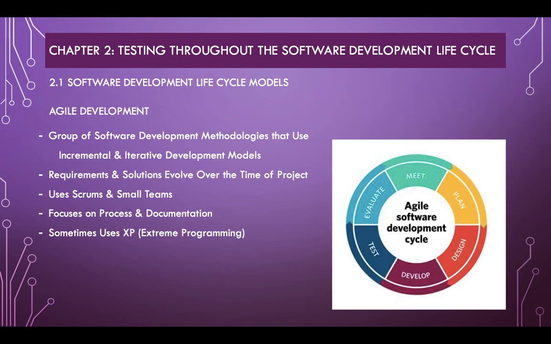Agile development. The Agile development model is a group of software development methodologies that use incremental and iterative development models. Here, the requirements and solutions evolve over the time of a project. Agile development uses Scrum in small teams. It focuses on the process and documentation, which is a helpful practice for preventing future problems with the next project. Agile sometimes uses XP, which is extreme programming. This is basically when a group of developers get together and program until they cannot program anymore.